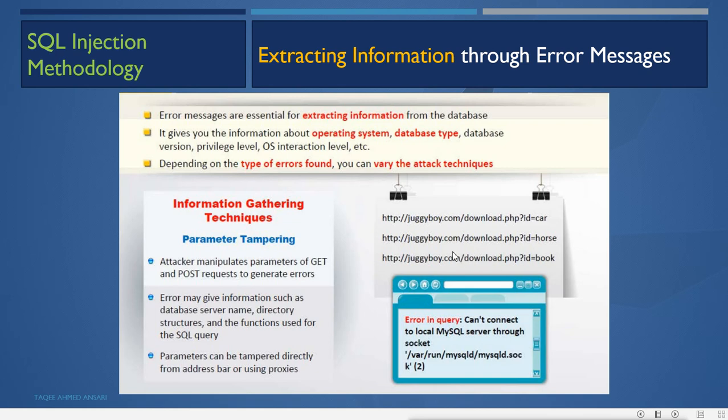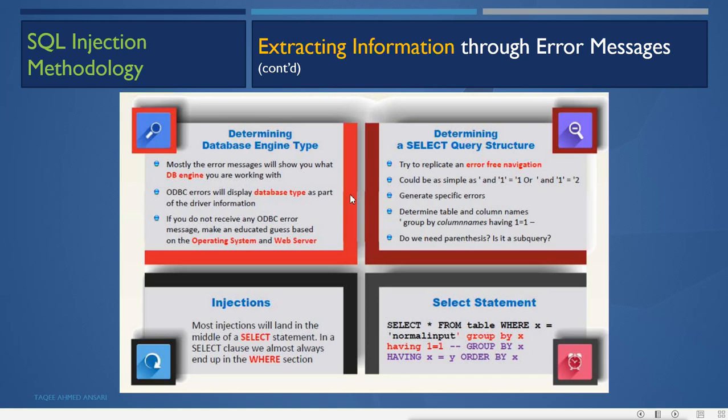So we can change the parameters directly from the browser, or we can change the parameter by intercepting the POST or GET requests. And to determine the database engine types, mostly the error messages will show you what DB engine you are working with. ODBC errors will display database type as part of the driver information. If you do not receive any ODBC error message, make an educated guess based on the operating system and web server. Determining a select query structure.